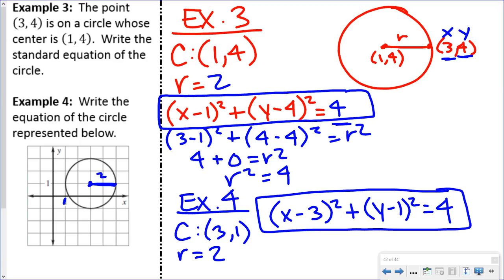So section 10.7 is just a review. The only two new pieces, I guess, are example 3, where they give you the center and a point on the circle, and you have to figure out the equation, or example 4, where they give it to you in a graph and you have to figure out the equation, but it's not hard to find.